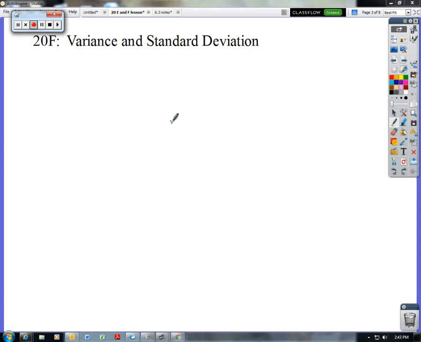And so variance and standard deviation are actually both measures of the spread. Both of these measure the dispersion of the data, and they consider every single data point in the set.